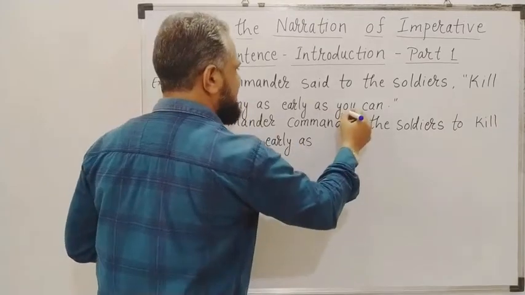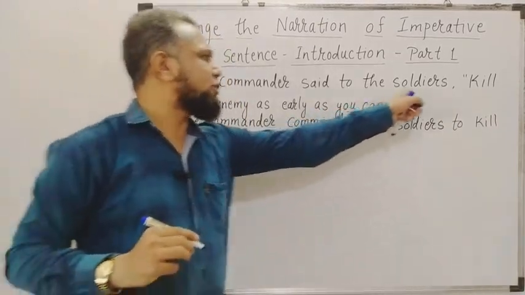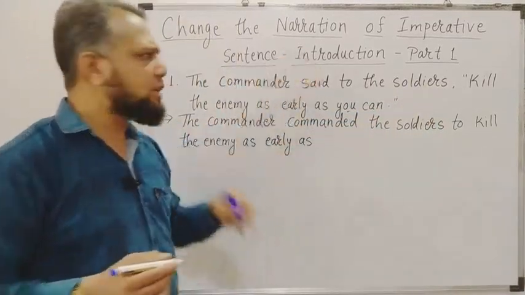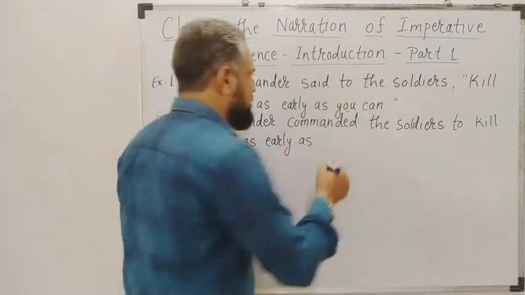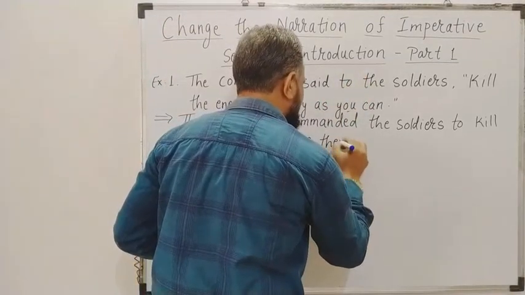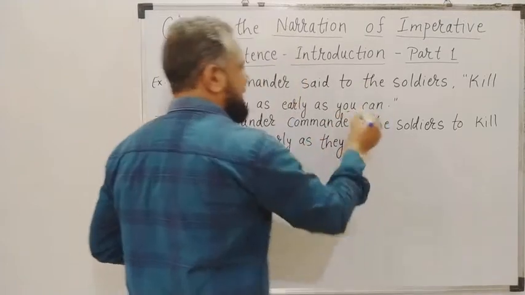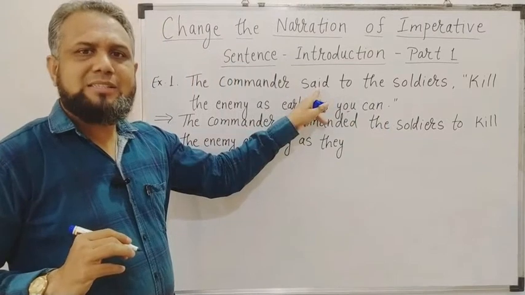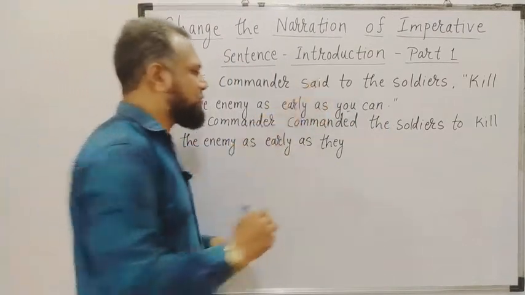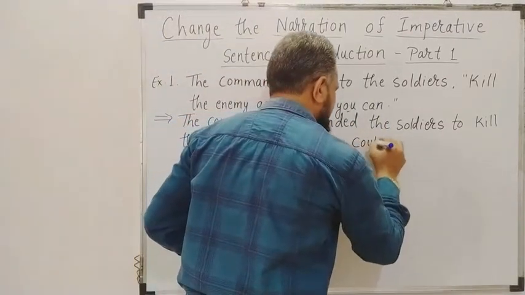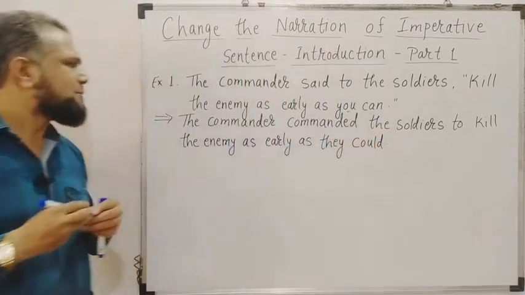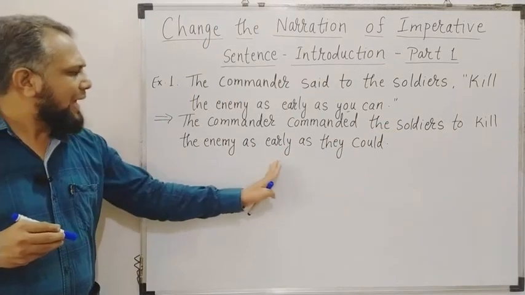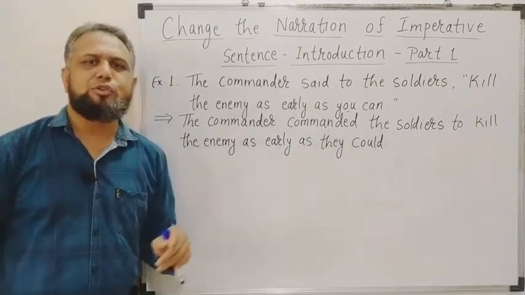Now this is second person pronoun you and it is used for soldiers. Soldiers are third person. It is not you, not me. These are third person and they are in plural. Therefore we have to use the third person pronoun for plural, they, and there is can. This is can and there is past tense form of reporting verb, so we have to use could. So therefore our sentence will be, the commander commanded the soldiers to kill the enemy as early as they could.